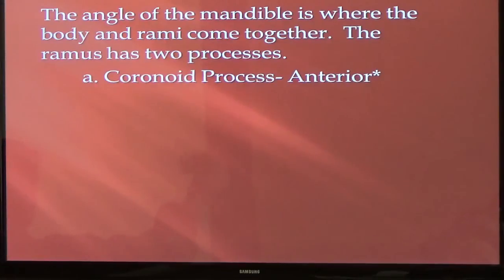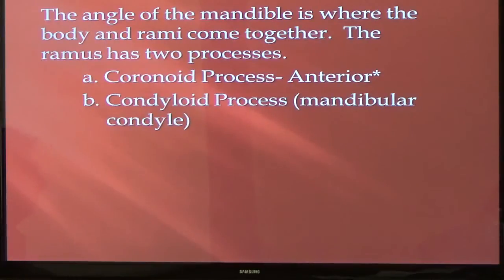Okay, so the ramus has 2 processes, which are what? What's a process? An extension. So here's the ramus, so where are the processes? Up here, right? These little horns. This guy is called the coronoid process, because the coronoid, cuerno, means a horn. The coronoid process is the one anterior. Again, these processes are where muscles are going to attach so you can open and close your jaw. And this guy is the condyloid process, condyle, okay, TMJ, we'll talk about that again.